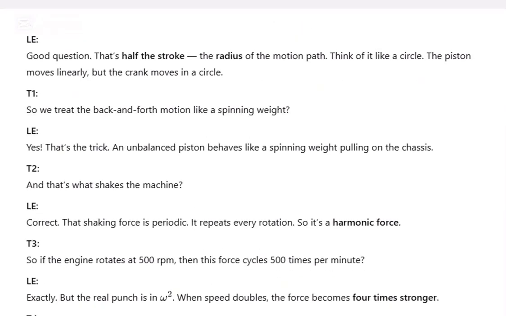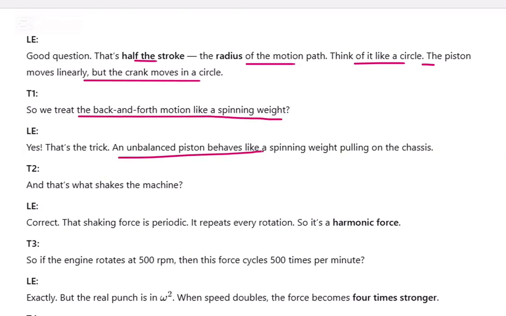That's the half the stroke. That's the stroke radius of the motion path. Think of it like a circle. The piston moves linearly, but the crank moves in a circle. So we treat the back and forth motion like a spinning weight. That's a trick. An unbalanced piston behaves like a spinning weight pulling on the chassis.